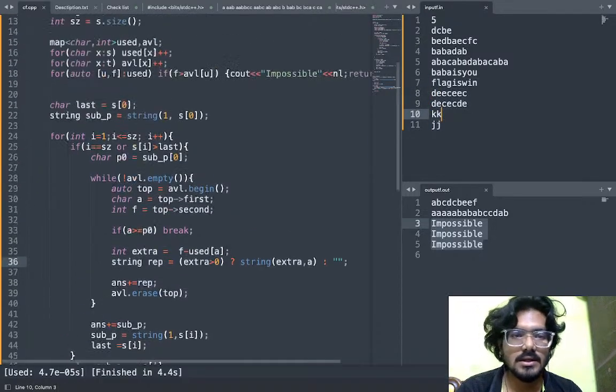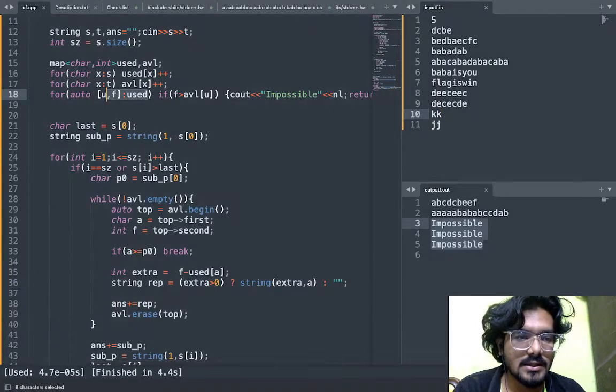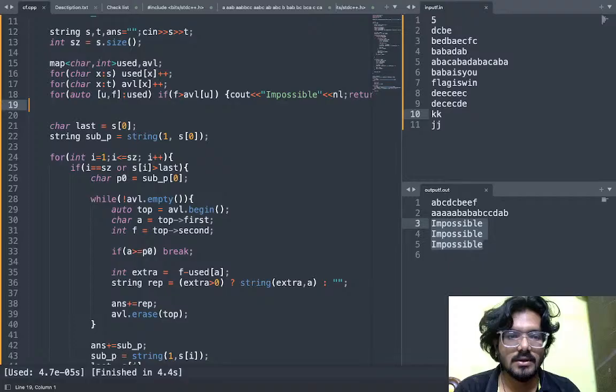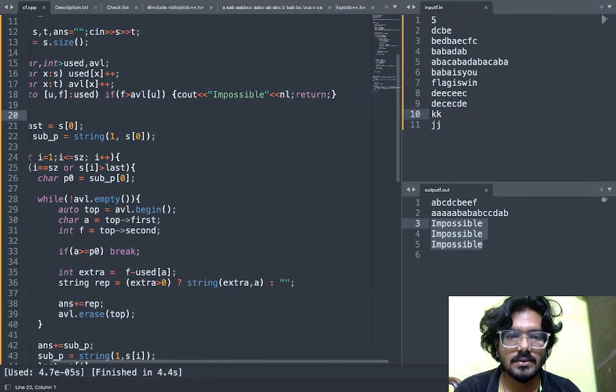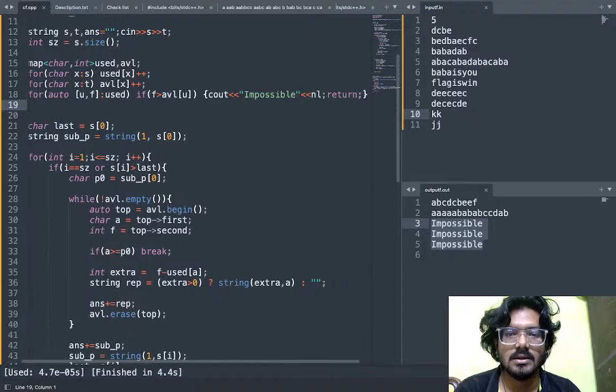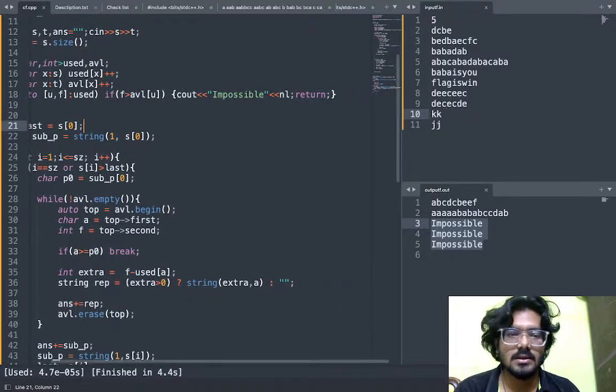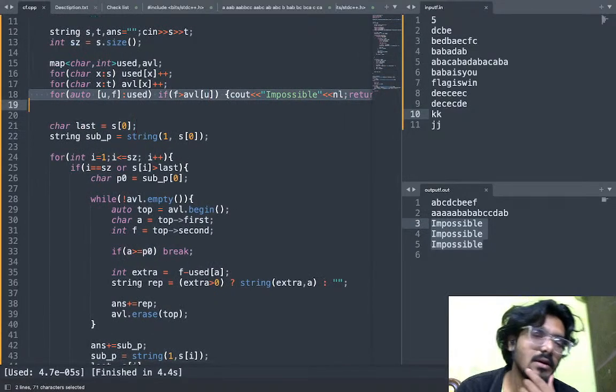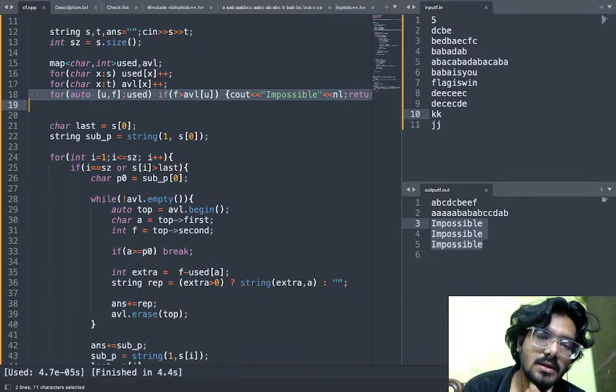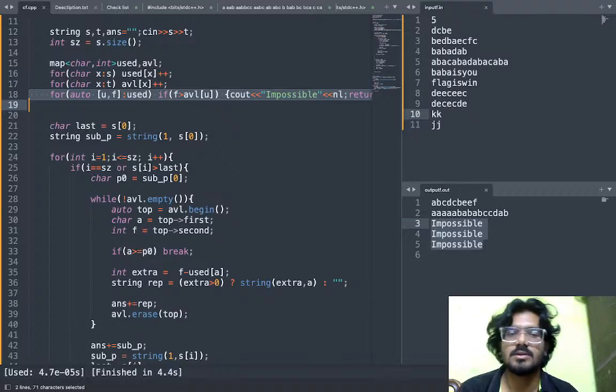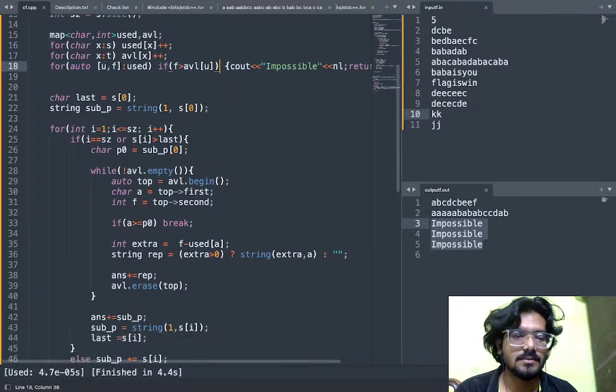So I did an initial check कि हैश में अगर जो भी फ्रीक्वेंसी यूज़ किया गया हो, जैसे 4a and something like that is more than available, then it's impossible. So I do the impossible. This is the initial check that will prevent us from any random, unexpected impossibles or missed impossibles.